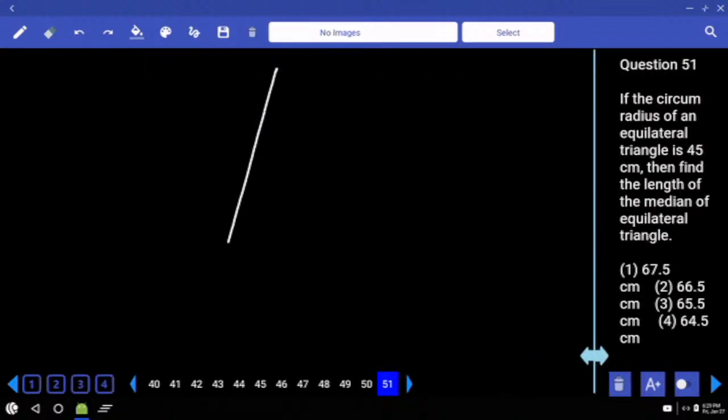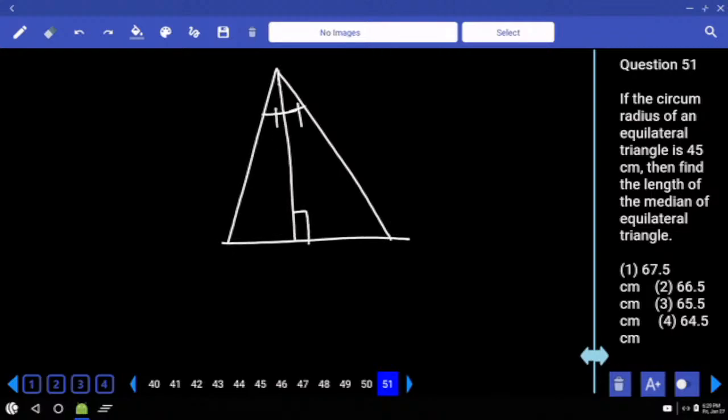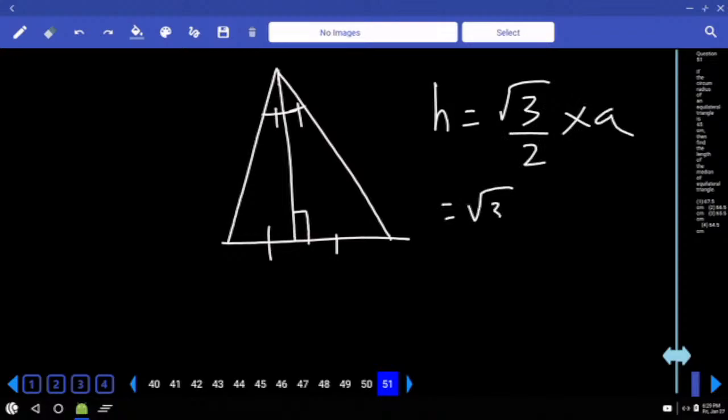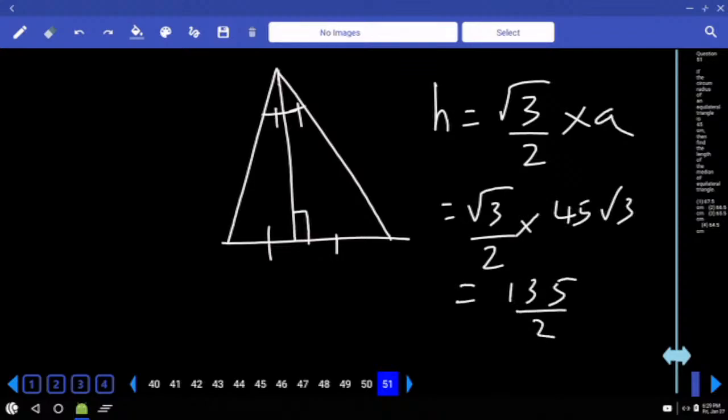All of you know in an equilateral triangle, whether you draw a perpendicular, an angle bisector or a median, whatever it is, it will be the height only. He is asking the height only. So if you take the height here, the height is what? The formula is root 3 by 2 A. And we have found the side, 45 root 3, which comes to 135 by 2, which is 67.5 centimeters. That's it.